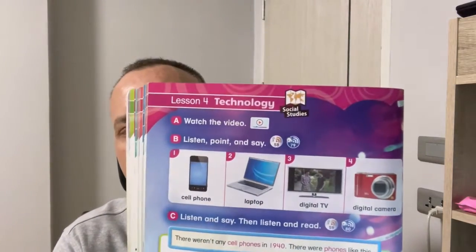Unit 8, Lesson 4. We looked at technology. Technology is new things from today. Things that we use that got better over time. So technology makes it better. We looked at cell phone, laptop, digital TV, digital camera. That is all technology, new things from today that they made better.